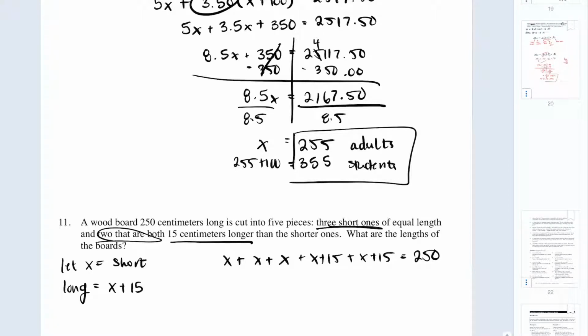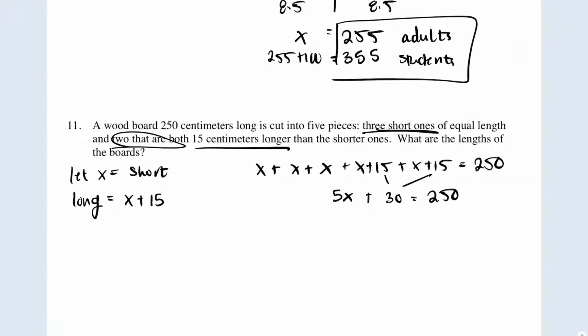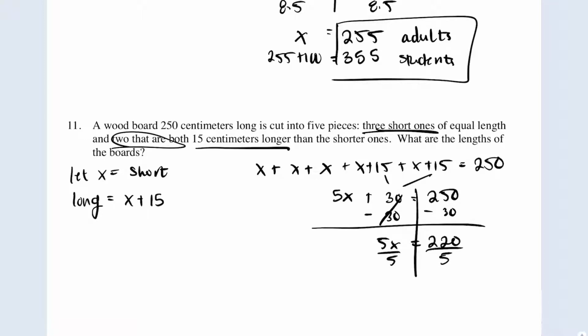Well, let's count how many x's I have. I have 1, 2, 3, 4, 5. So that must mean when I add them together, they equal 5x. Then I have 2 15s. I know 15 plus 15 is 30. There we go. Look, I got a 2-step equation to solve. Let's go ahead and solve it. So we're going to subtract 30 from both sides. These 30s cancel out. So I'm left with 5x on the left side. 250 minus 30 is 220. And I'm going to divide both sides by 5.